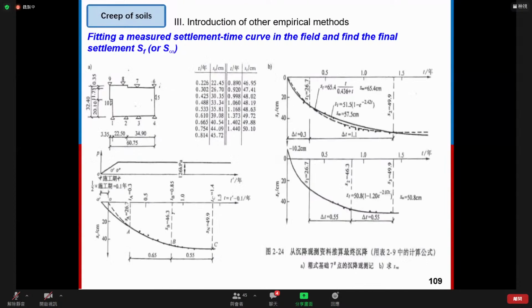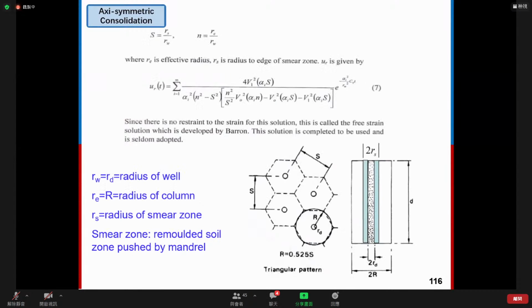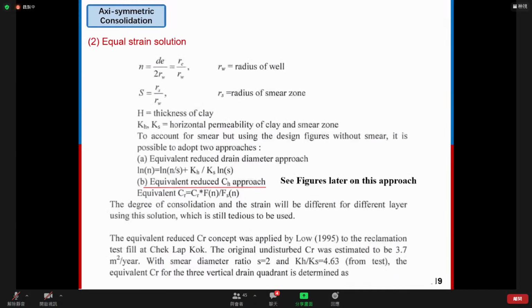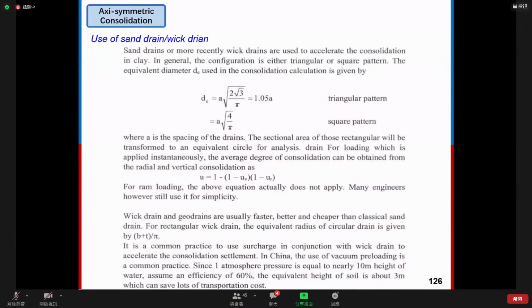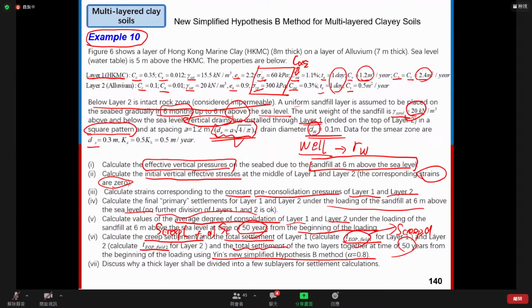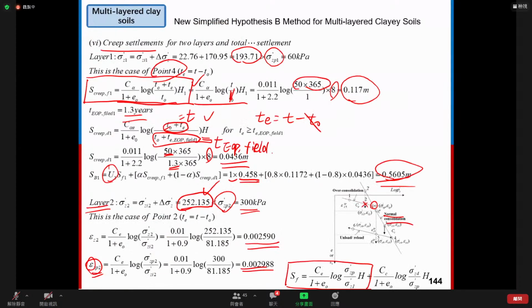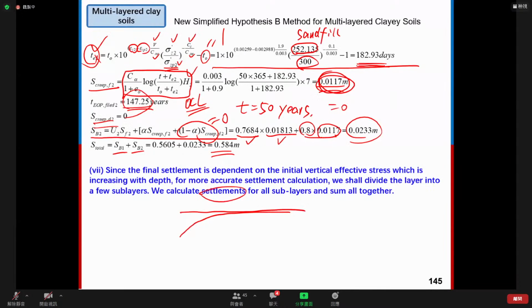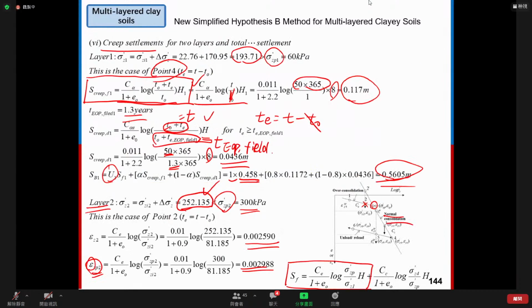Why? Because we calculate the stress state before and after the SEM field is placed more accurately. Actually the stress state will be calculated more accurately if we divide it into more sub layers. So this is the reason. Just a simple discussion. And I see a question here in the chat box.